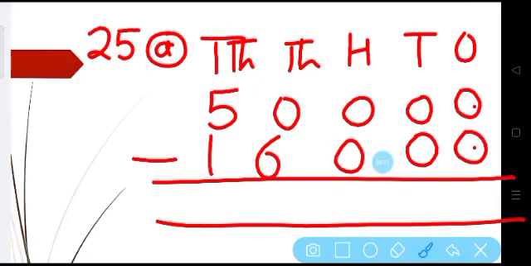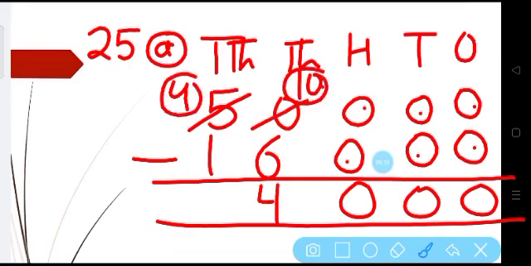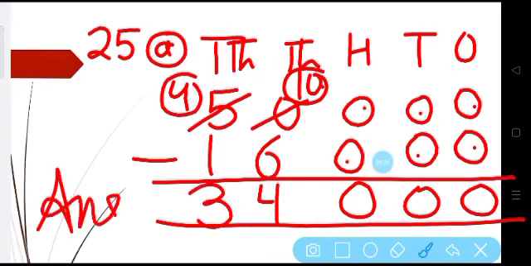0 minus 0 will be 0. 0 minus 0 will be 0. 0 minus 0 will be 0. Here it is 5, 5 will become 4 and this 0 will become 10. So 10 minus 6 will be equal to 4, and 4 minus 1 will be equal to 3. Hence our answer is 34,000. Okay, the same way we will do one more part. Let us see the question first.